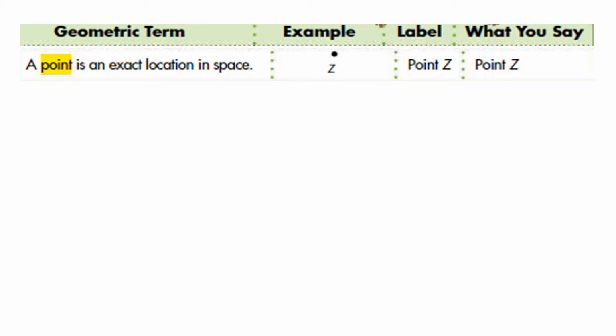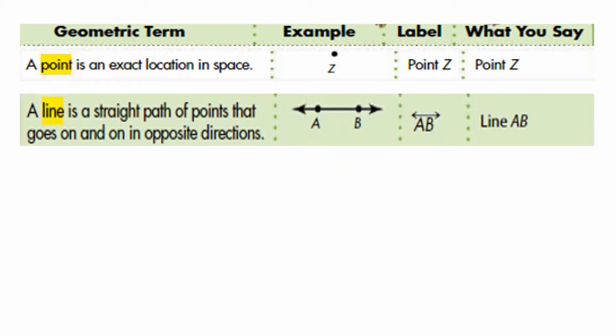The second term is line. What about the line, guys? The line is a straight path of points that goes on and on in opposite directions, like the one shown here, which is line AB.